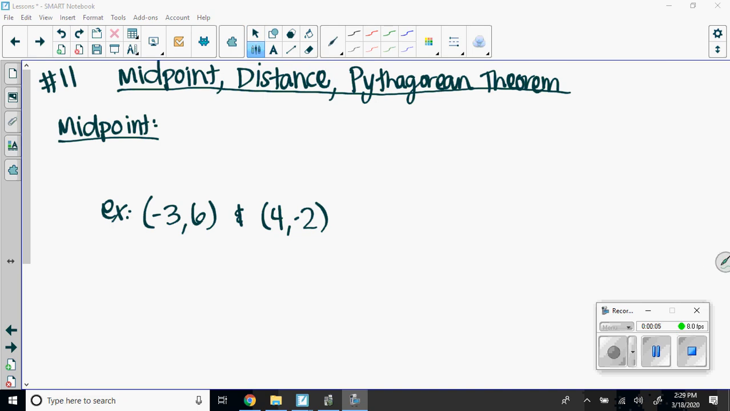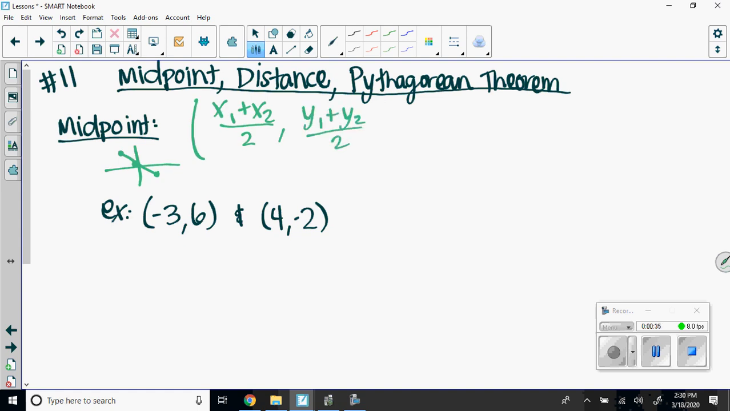Okay, homework number 11 is midpoint, distance, and Pythagorean theorem. So the midpoint formula, remember, is what you're looking at if you have 2 points and you're trying to find the middle of those 2 points. So what is that point that's in the middle of these 2 points we started with? And we have a formula for that. It's (x1 plus x2) over 2, (y1 plus y2) over 2.